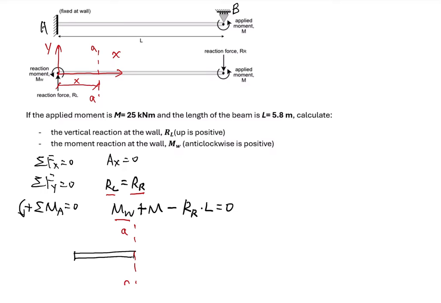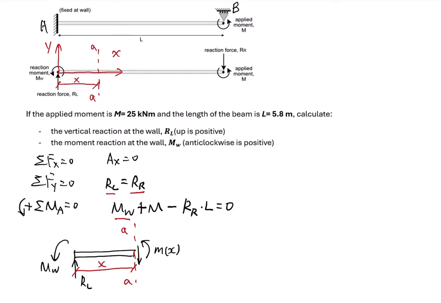On this beam segment cut at A to A, we have a reaction force RL, a reaction moment MW, and an internal bending moment, which we call mx, because the internal bending moment is a function of the distance x. The length of this beam segment is x. We could draw the shear force over here, but we don't consider it because we don't use it.